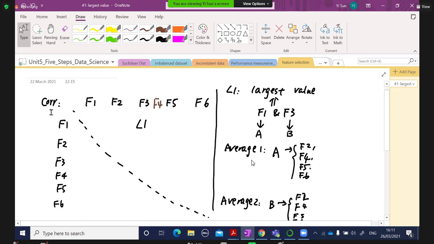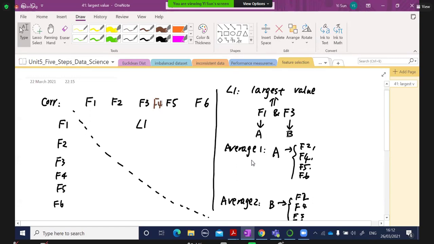We talk about correlation coefficients. Correlation coefficients are values between -1 and 1. The first step is to calculate this. Second step, determine the two predictors associated with the largest absolute pairwise correlation. For example, here, I call it L1. L1 has the largest absolute correlation, between the first feature and the third feature. Back to that slide, that is my feature A and feature B.